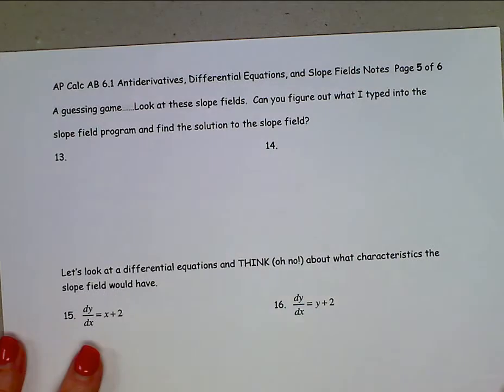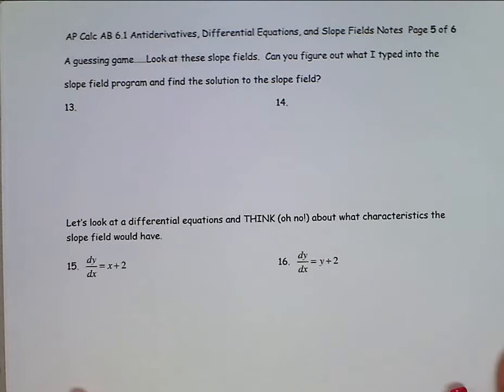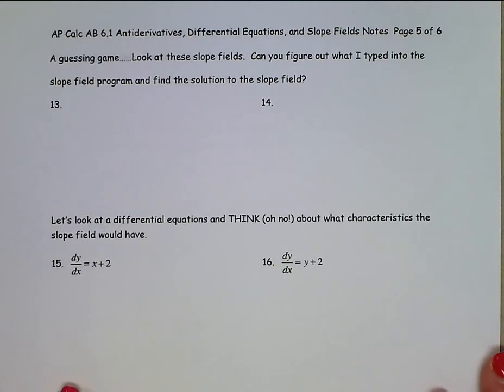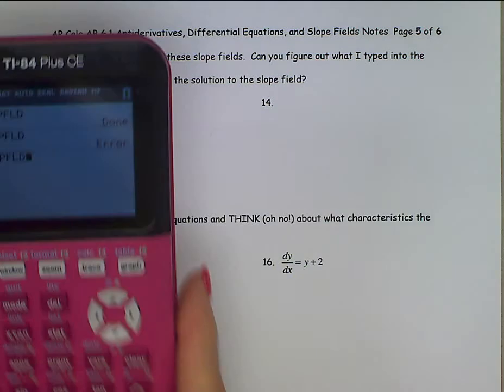This is AB Calculus, section 6.1, page 5. We are going to start off playing a guessing game here. I want you to look at a slope field, and then I want you to see if you can figure out what I typed into the slope field program, and then find the solution to that slope field. And here's the first one.